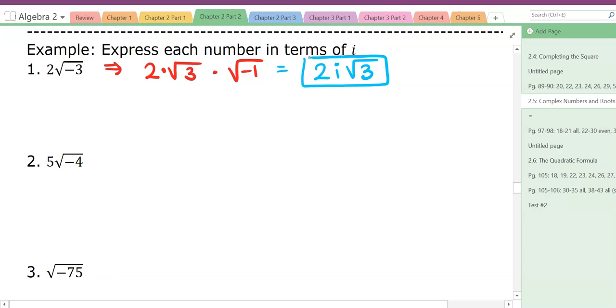Once you get really comfortable with complex numbers, if you understand that you can just pull the i out and get rid of that negative sign, you don't have to show me each individual step.